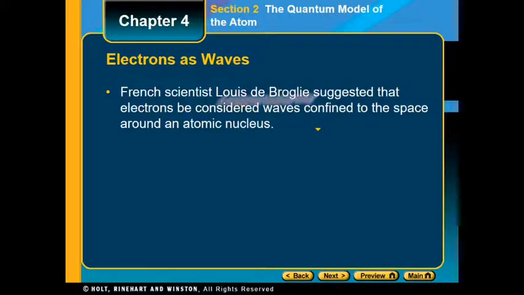Louis de Broglie suggested that electrons be considered waves confined to the space around the atomic nucleus. So you at least need to be familiar with his name and a scientist that is given some credit to the modern or quantum model of the atom, de Broglie. Again, we're moving on from light and the photons that were there to electrons acting as waves.